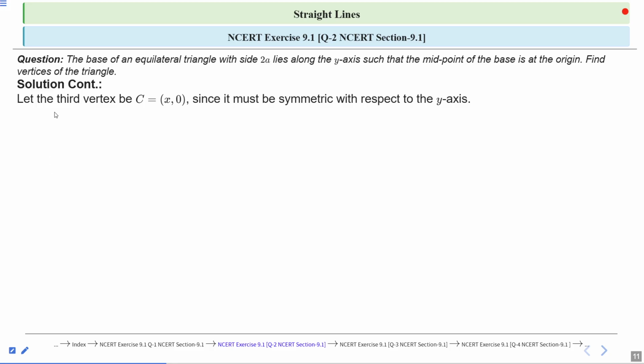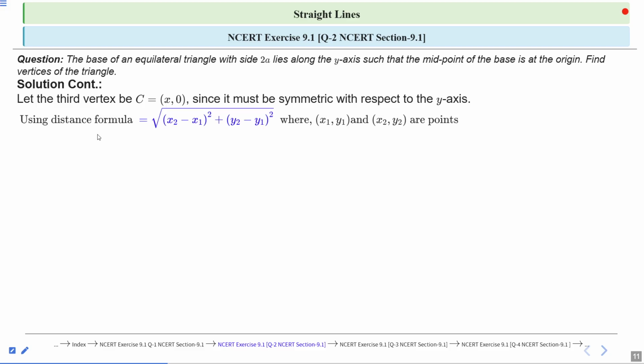So let the third vertex be C. C is equal to (x, 0), and since it must be symmetric with respect to the y-axis, point C basically lies along the x-axis. Here we let the third vertex of the triangle, C, equal (x, 0).